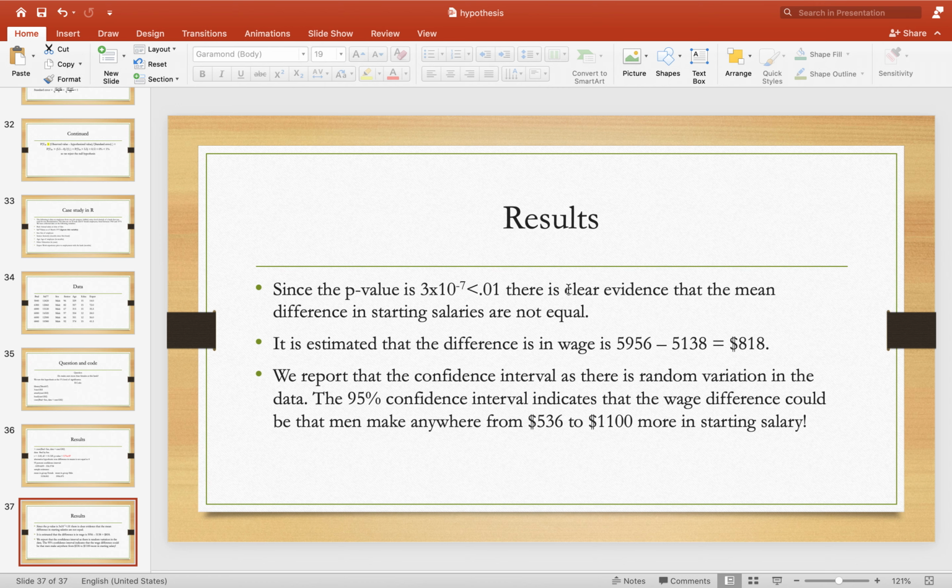This is exactly the data that you're going to be using for your gender discrimination project if you chose that project. Okay, so that's all that I want to say on comparing two means.